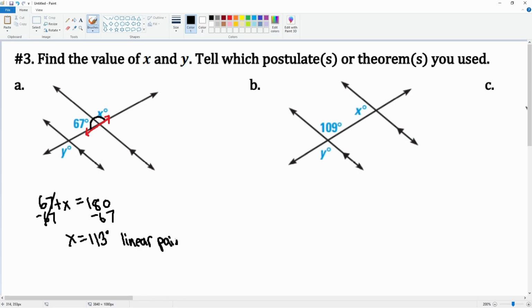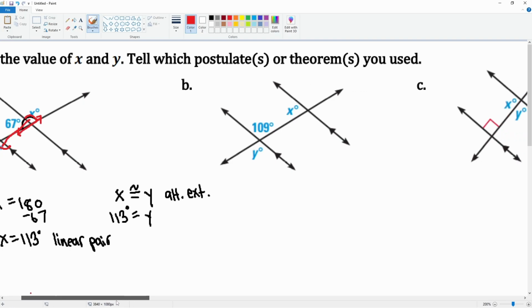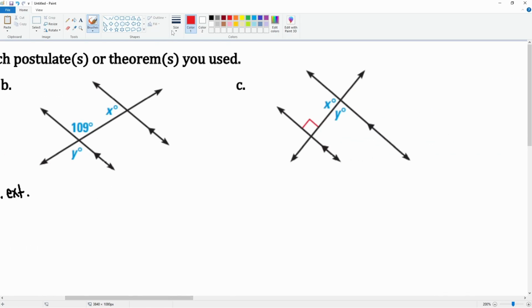Then we want to find what the angle y is. Well, the fact that we know x, we also know y, because angle x here and angle y are congruent because of alternate exterior angles. So if x is 113, y is also going to be 113 because of the alternate exterior angles. Take a look. X is on the outside, y is on the outside, and it crosses through that transversal, making them alternate exterior.